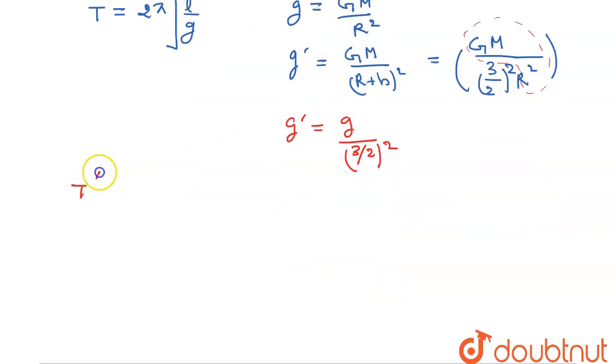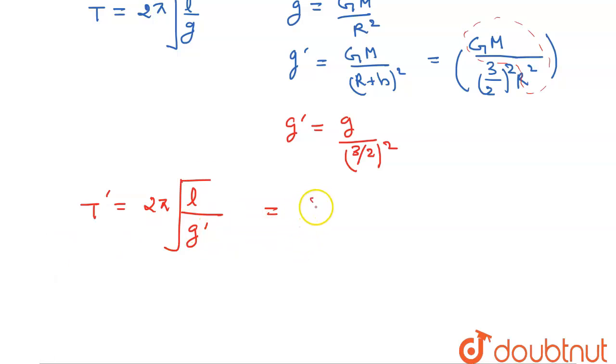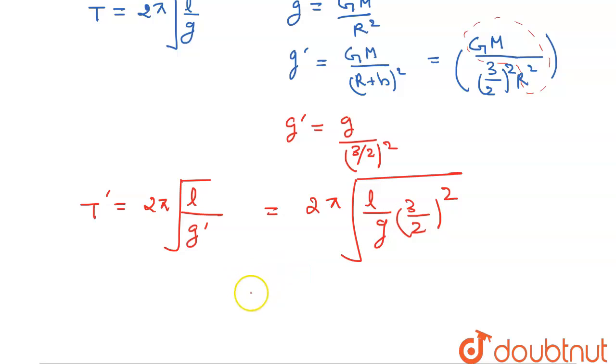Now T dash, what we have to find, for the altitude R by 2, will be equal to 2 pi root over L over g dash. Putting the values, we get 2 pi root over L over g times (3 by 2) whole square. Now T dash will be equal to 3 by 2 times 2 pi root over L over g.